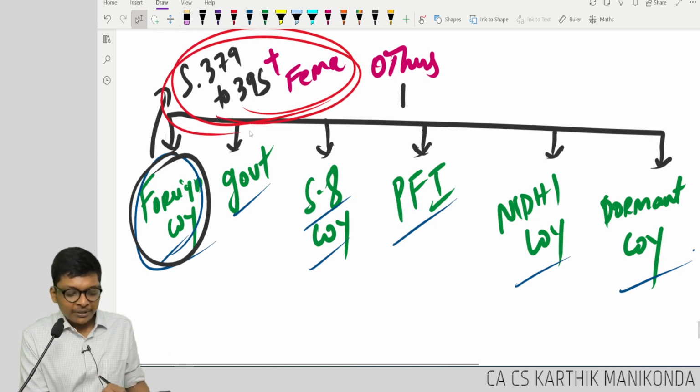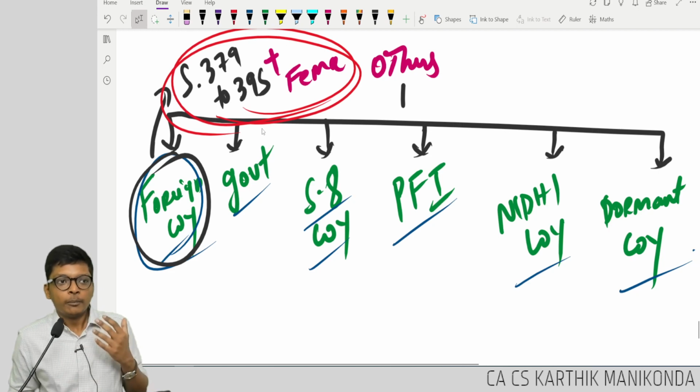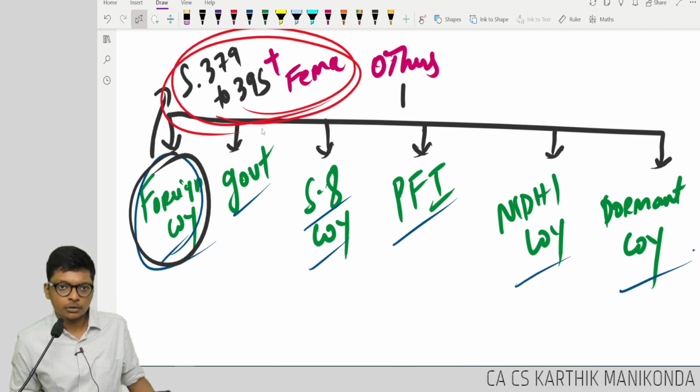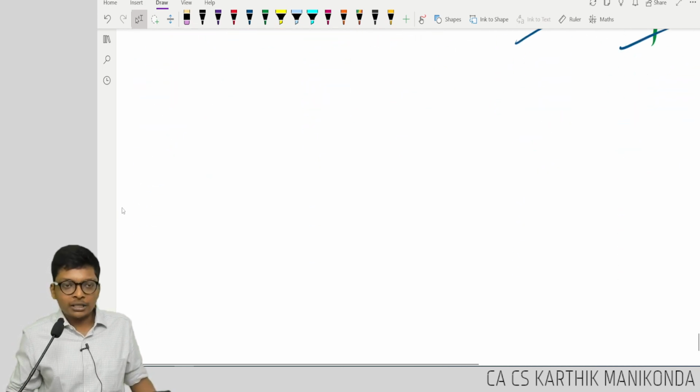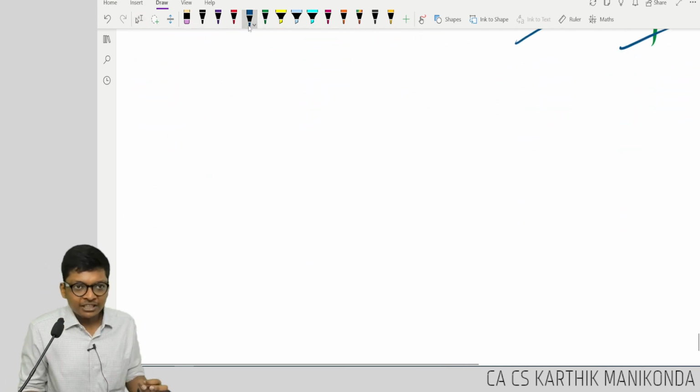For foreign company and FEMA, I can expect both put together 15 to 20 marks in the exam. Okay, at least 15 marks. For that, the introduction is this foreign company. What is a foreign company, guys? The definition goes like this.